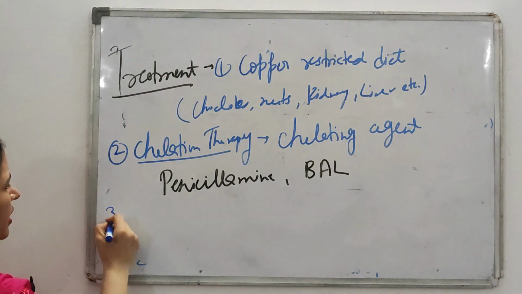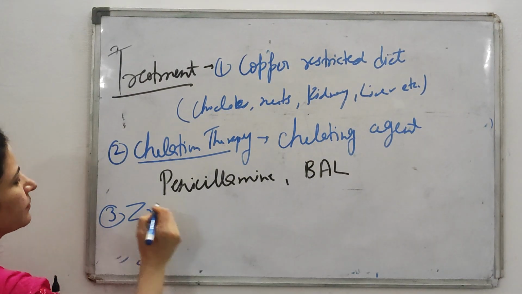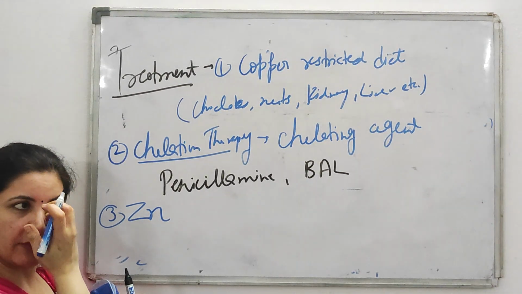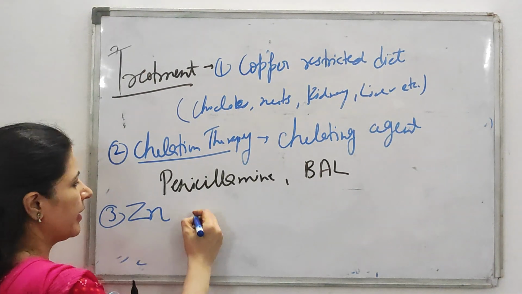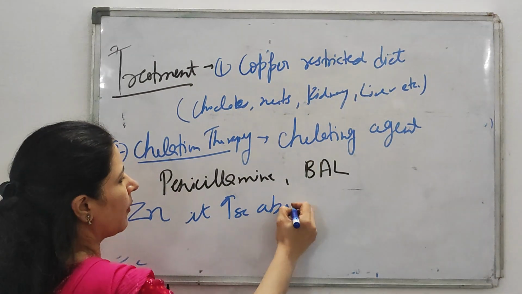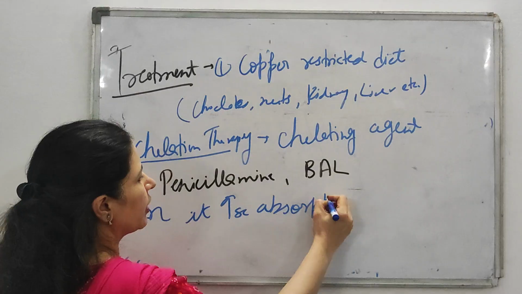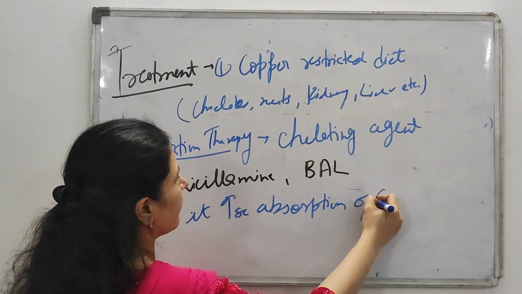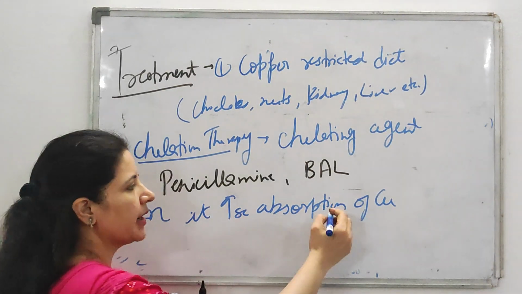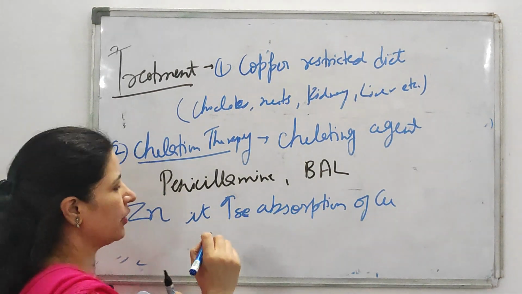Third thing, what will you do? You will give zinc. Zinc you will give for the treatment of Wilson disease because it increases the absorption of copper. What is the role of zinc in Wilson? Because it increases the absorption of your copper.